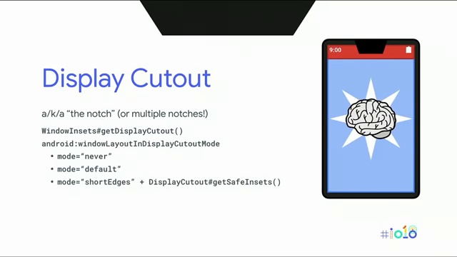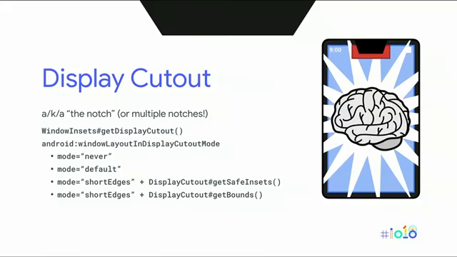Better still, or more advanced still, is short edges cutout mode, which means essentially anytime there's a cutout on the short edges of the device and we're in portrait, I will just draw underneath. You don't have to do anything special. And in that situation, you do need to look at the display cutout and ask it for the safe insets. Essentially, OK, I'm drawing everywhere, but you tell me what single rectangle of the screen is safest to draw in.